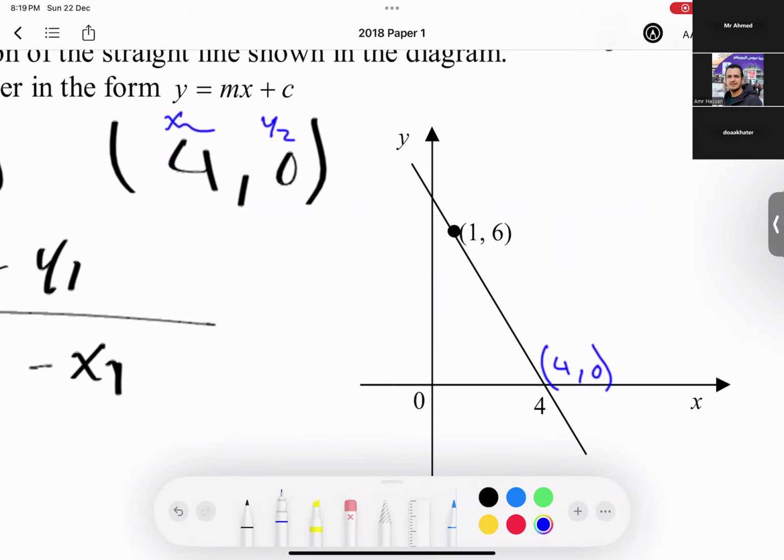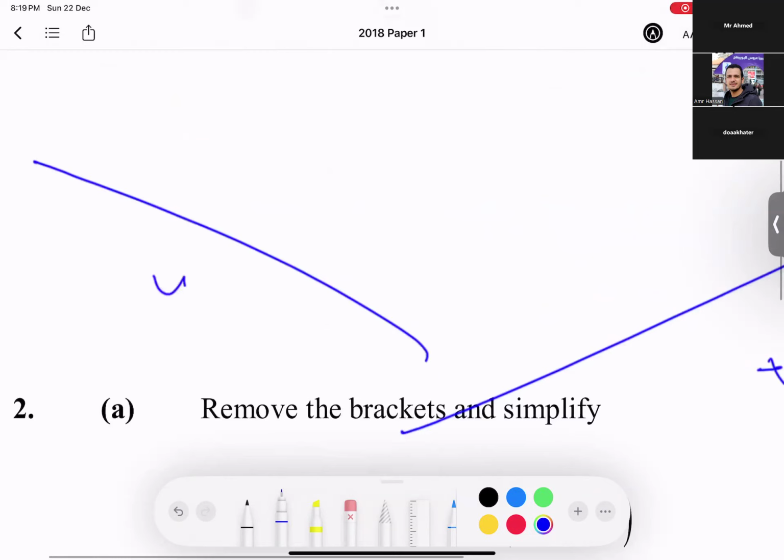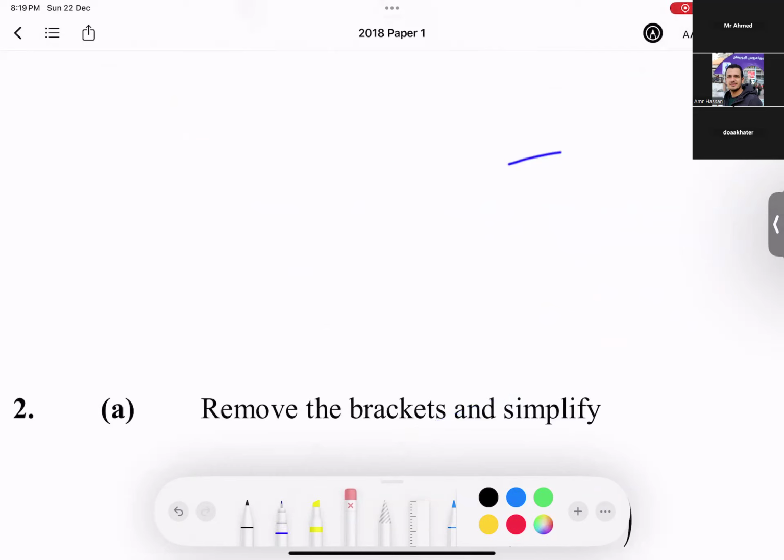I told you there are three cases. The first one, if it goes to the right, it's always positive. If it goes to the left, the other direction, it's always negative. And this one, it's going to be 0, right? You get it?